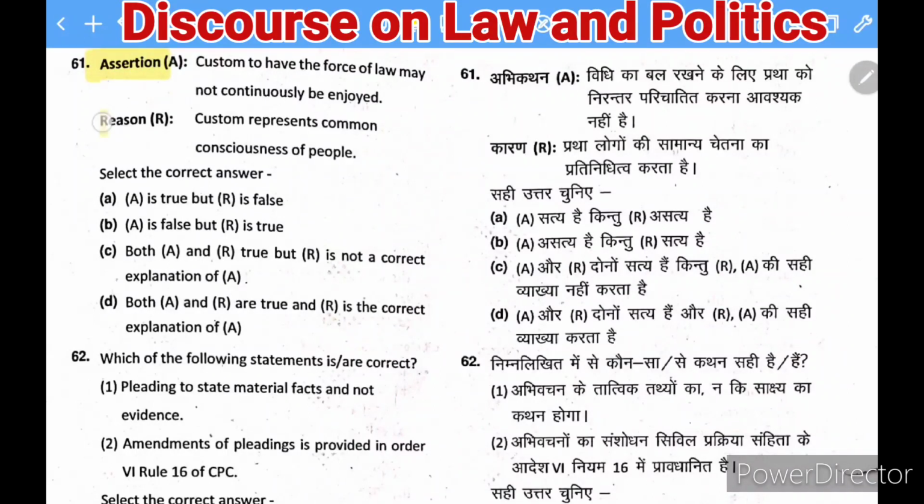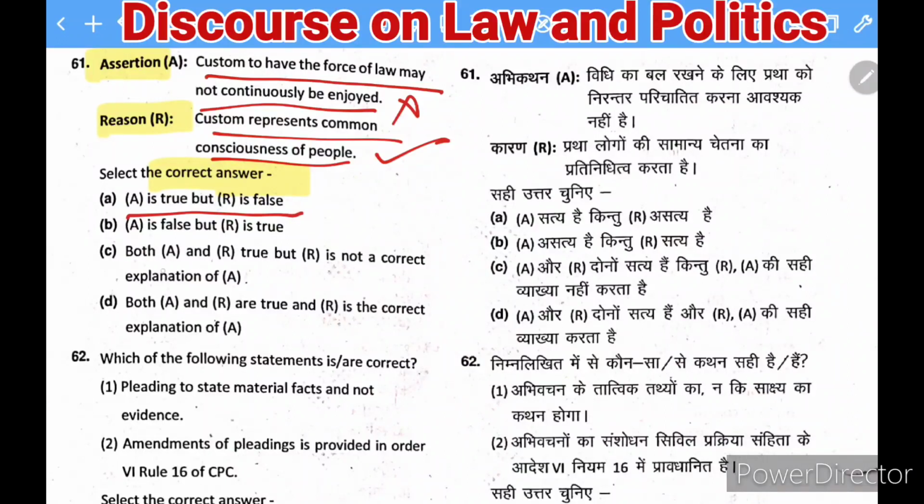So again it is from the assertion and reasons. Custom to have the force of law may not continuously be enjoyed. Okay, so this is not the correct statement. Custom represents the common consciousness of people. Yes, it is correct, because customs are made when the people have the common consciousness. Okay, so we have to see which is the correct answer here. A is true but R is false. B is A is false but R is true, and both A and R true, but R is not the correct explanation of A. So this is not correct, because as I already said, the A statement itself is false but R is true. So this is the right answer.